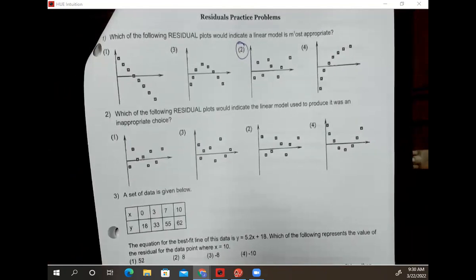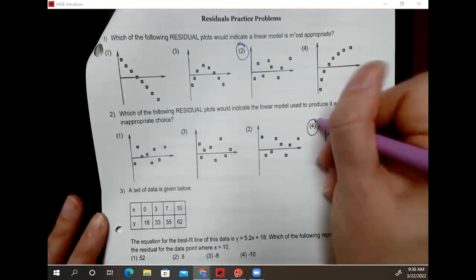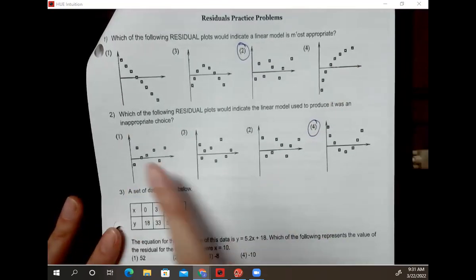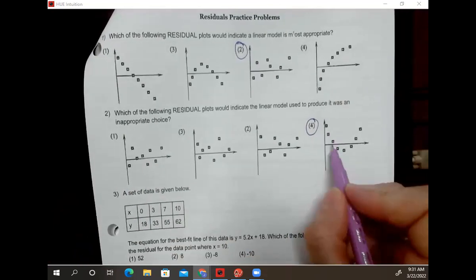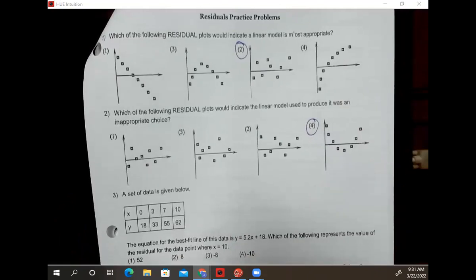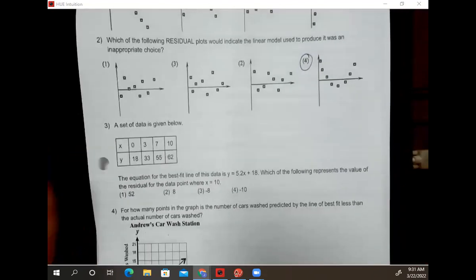Now, number 2, opposite question. Which of the following residual plots would indicate that the linear model used to produce it was an inappropriate choice? So which of these residual plots is bad? 4, yeah, I do not like 4. These are all crazy. Good, that's what I like out of residual plots. This guy, pattern, no, thank you. With me so far? Okay, residual, hot mess, good, predictable pattern, bad.